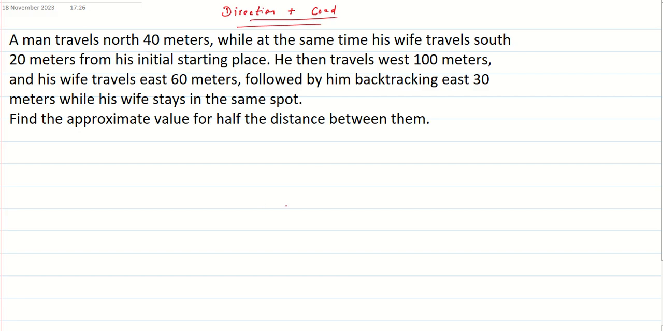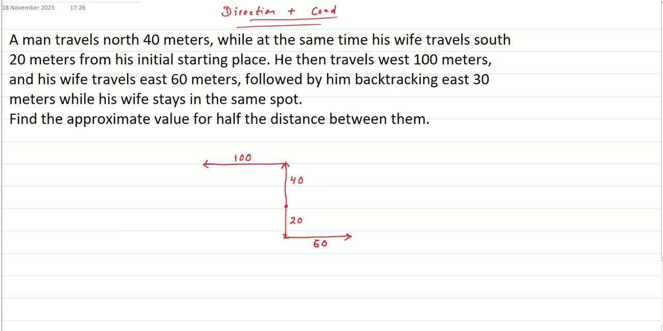You know north means what? Where? Let's say the man is here. North means upward. So how many meters? 40 meters. And at the same time his wife travels south from here, meaning downwards. How many? 20, right? He then travels west 100 meters. West means left side. So the person is traveling, right, 100 meters. And his wife travels east 60 meters. Right side. That is 60 meters.